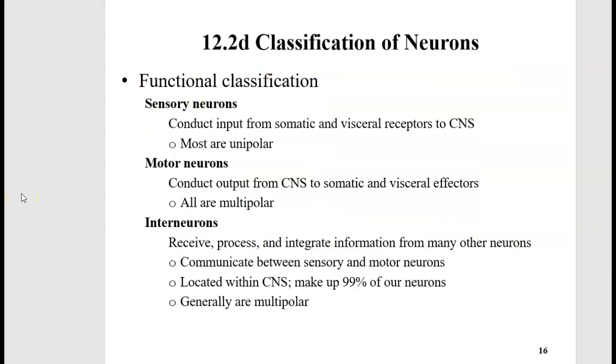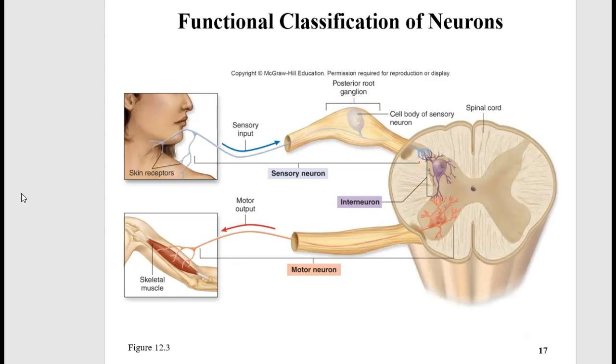Functional classification of neurons are sensory, motor, and also interneurons. Sensory input or sensory neurons carry information from receptors into the central nervous system. In this case, we see a sensory neuron. This is also a unipolar neuron, and here is the cell body. Interneurons are those that are completely within the central nervous system. They connect sensory neurons and motor neurons.